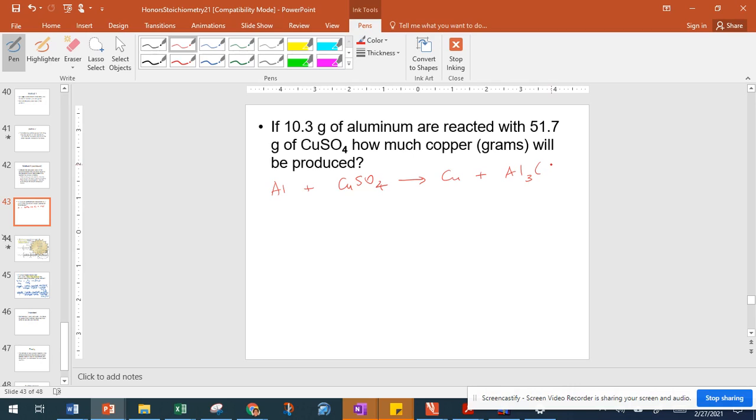And we have to use our charges and write this as our other products. So now we're going to have to balance our equation. And we start with the sulfates. There's 3 sulfates here, so we're going to put a 3 here. This gives us a 3 here, and then a 2 here. So that's our balanced equation. And then we write down what we have.